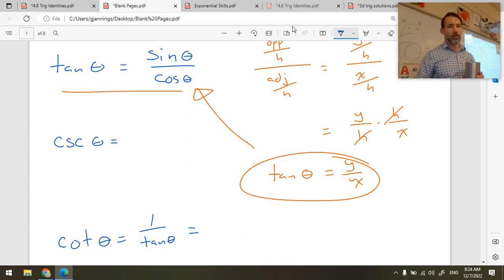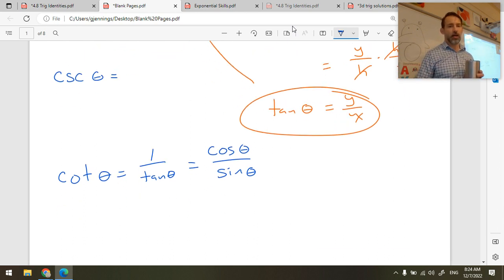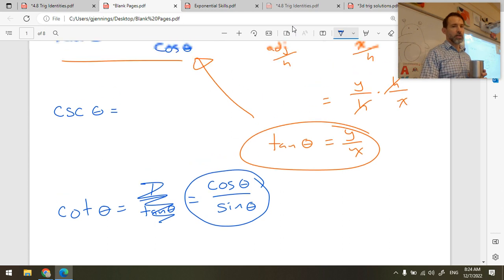So we can write that as sine over cosine. Sorry, we can write that as cosine over sine. Cosine theta over sine theta. Because it's just flipped tangent. So that would be my identity for cotangent. I wouldn't use this one. I would use this one. Cotangent is cosine over sine.